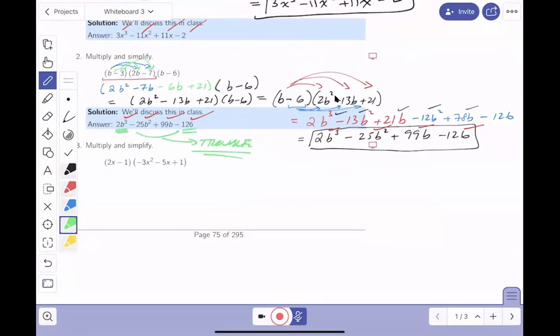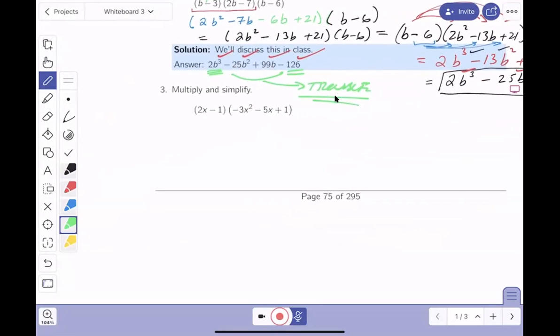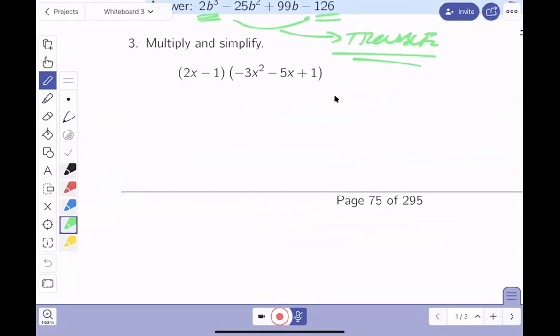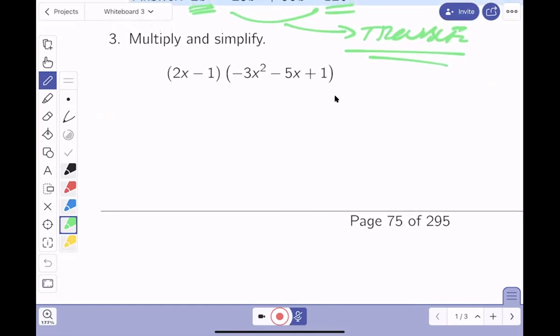All right, let's keep going. I'm getting a little better. And by that, I mean I'm trying. And as you start to try, you're going to get better and better over time. What I'm going to do over here is I'm not going to put the arrows in. I'm just going to do the multiplication. And what do you get over there? Well, 2x times minus 3x squared is going to be minus 6x cubed. 2x times minus 5x is minus 10x squared. 2x times 1 is 2x.